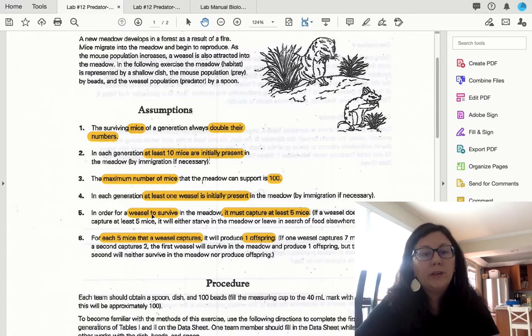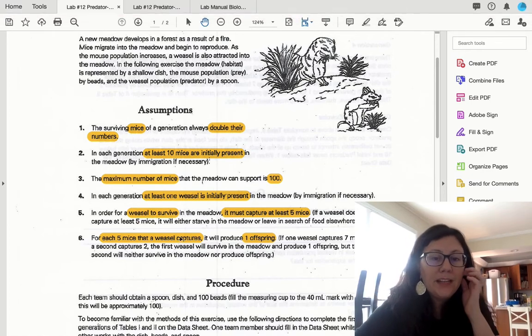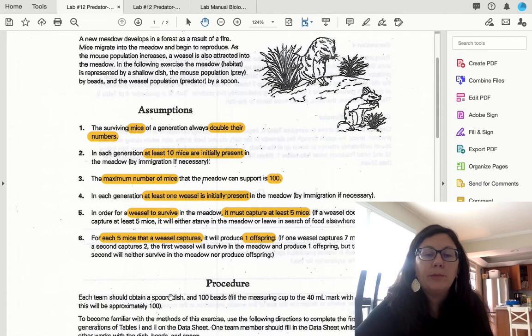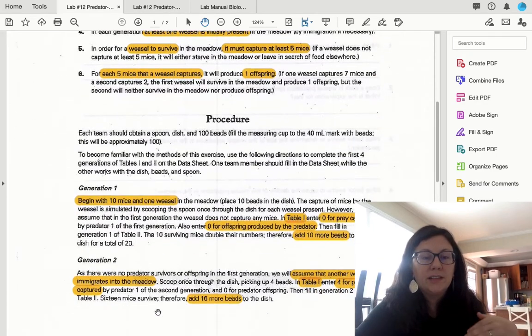So if one weasel captures 17 mice, it survives and it can produce 3 offspring. There'll be 2 extra mice that it got to enjoy, but it does not help it produce another offspring. So those assumptions will help you when you are going over this.